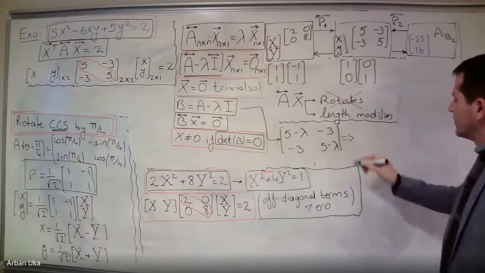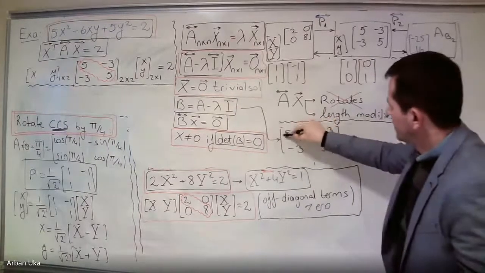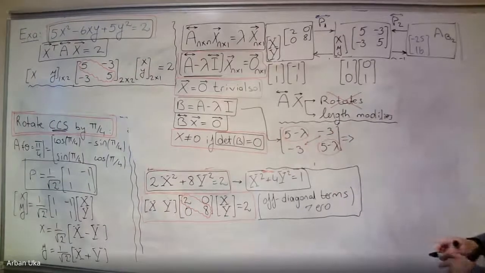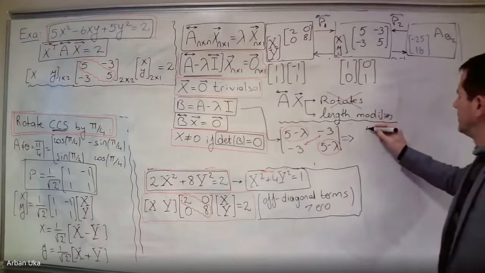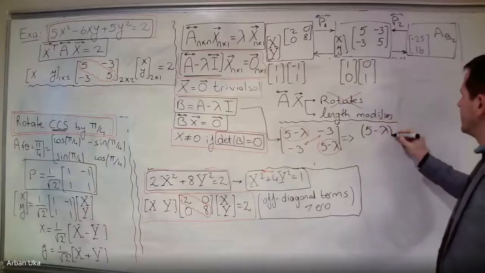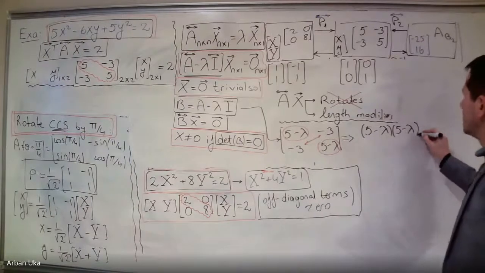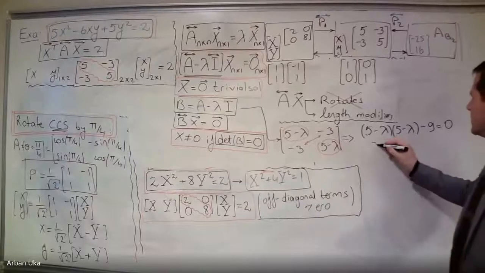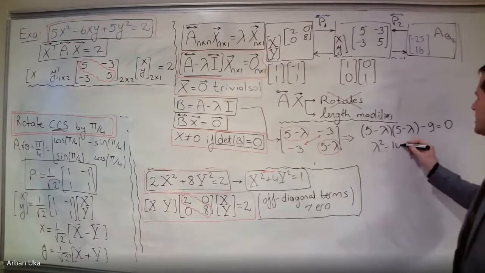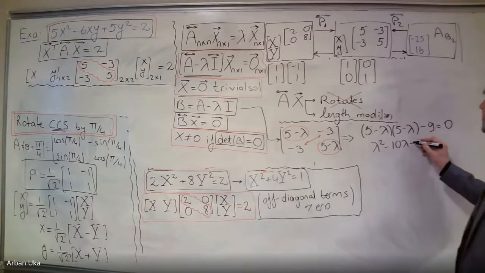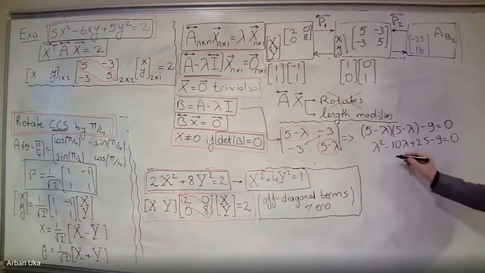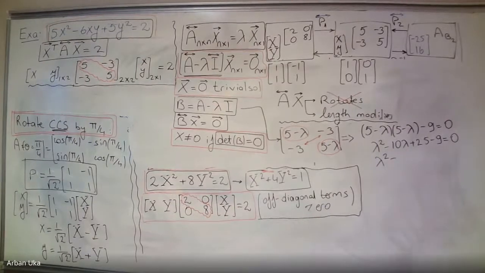So what is the determinant of this matrix? This is this term times this term minus the product of these two numbers. Would you agree with this? Yes. 5 minus lambda times 5 minus lambda minus 9 is equal to 0. So what we get here is lambda squared minus 10 lambda plus 25 minus 9, this is 0. Then we get a polynomial of the second order.